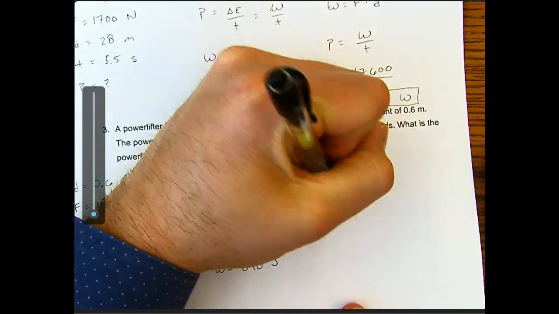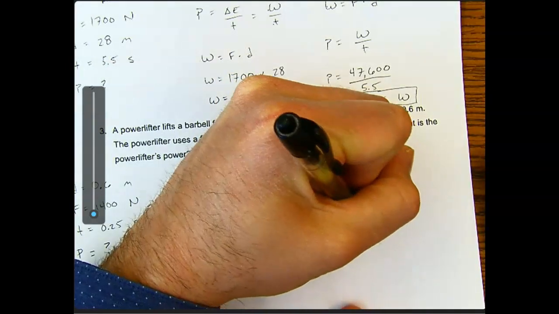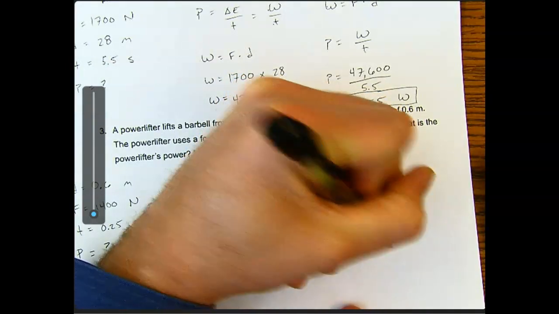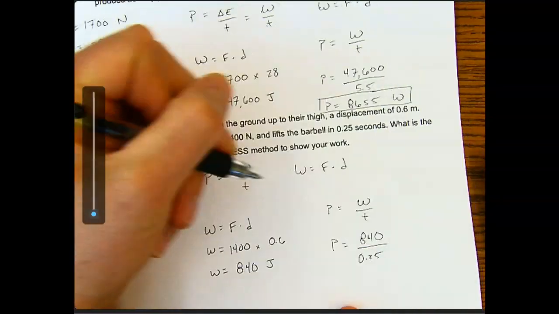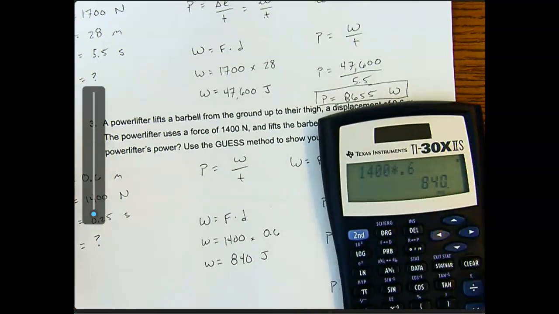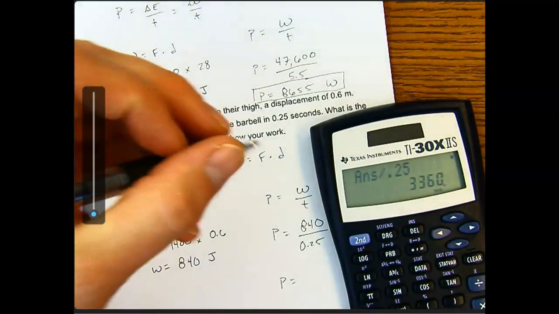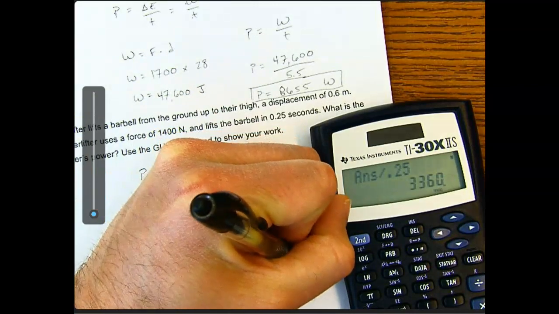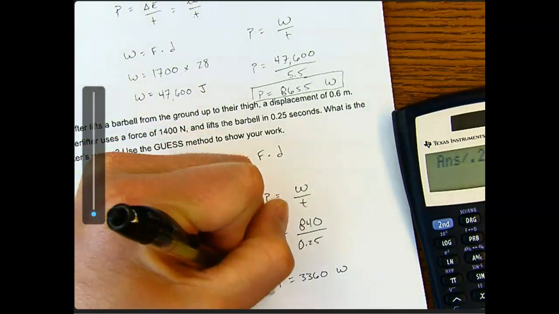Now we're going to use our power calculation. So power is work divided by time. And plugging in our numbers, we have 840 divided by 0.25. All right, so power is therefore going to be 840 divided by 0.25, 3,360. That's a lot of power. Again, our units are watts.